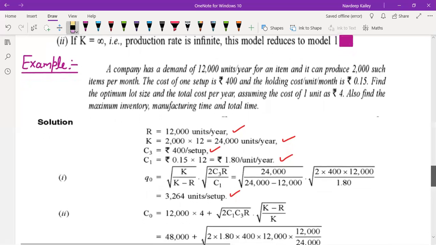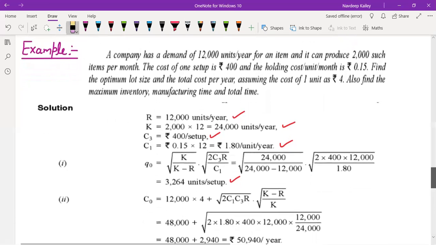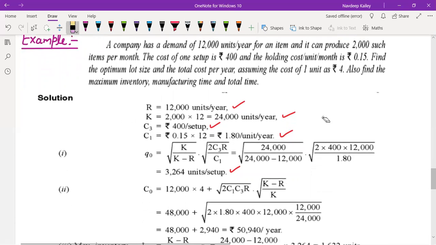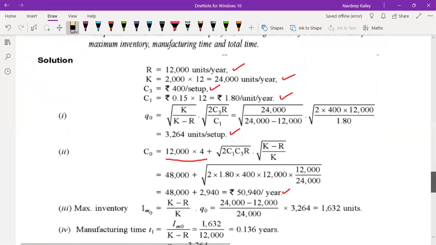As there is demand of 12,000 units per year, and the cost of one unit is rupees 4, therefore the cost is 48,000, that is 12,000 into 4, plus square root of 2 C1 C3 R, times square root of K minus R upon K. Putting all the values, we get total cost as 50,940 per year. Also, we have to find the maximum inventory, then manufacturing time, then total time.